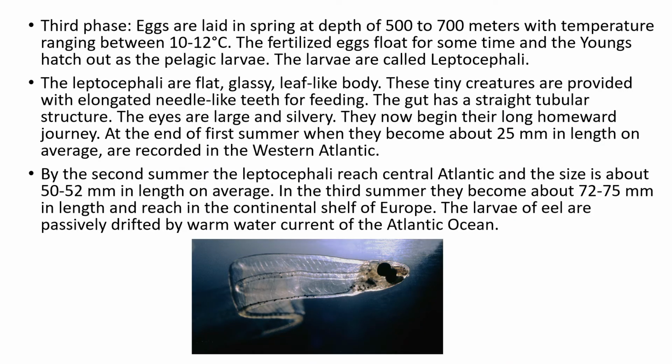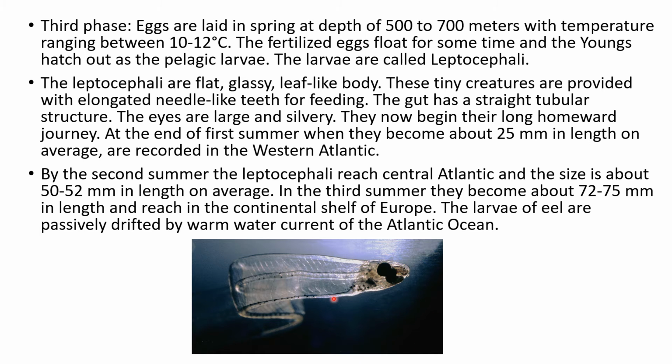So in the third phase, the eggs are laid in spring at a depth of around 500 to 700 meters, with the temperature ranging between 10 to 12 degrees Celsius. The fertilized eggs float for some time and the young hatch out as the pelagic larvae. The larvae are now called leptocephali.